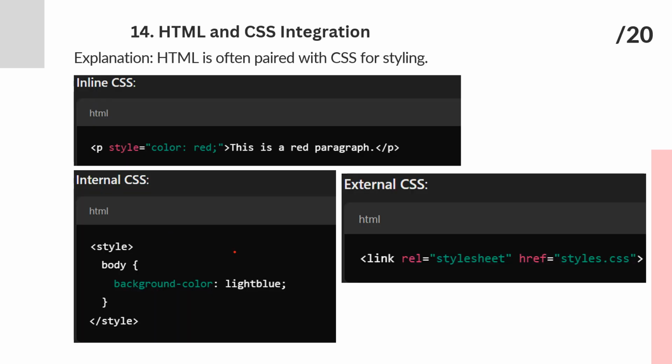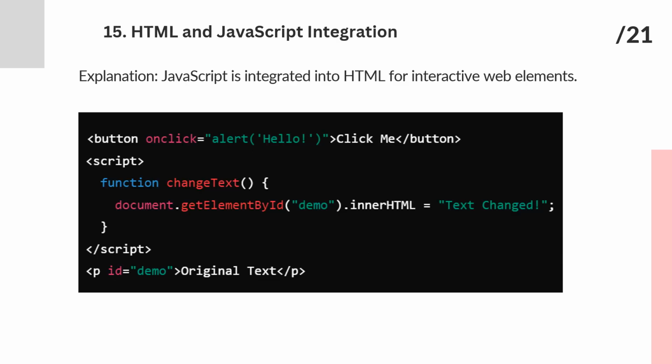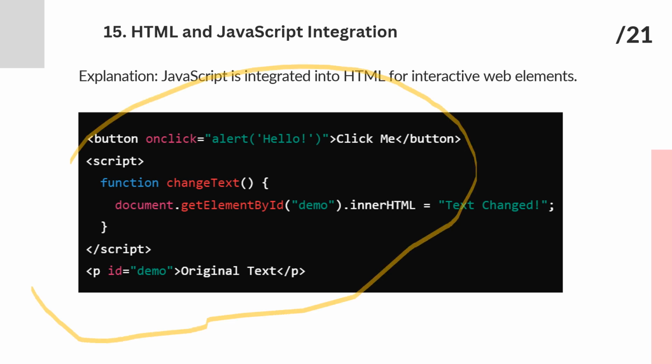HTML and CSS integration. HTML is often paired with CSS for styling. You can use inline CSS like this. You can use internal CSS and external CSS. HTML and JavaScript integration. JavaScript is integrated into HTML for interactive web elements. So in this way, you can integrate JavaScript into HTML.